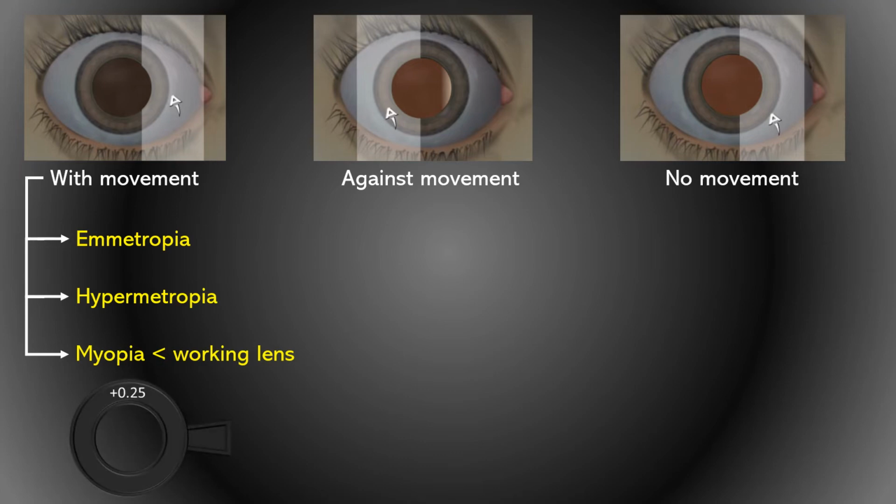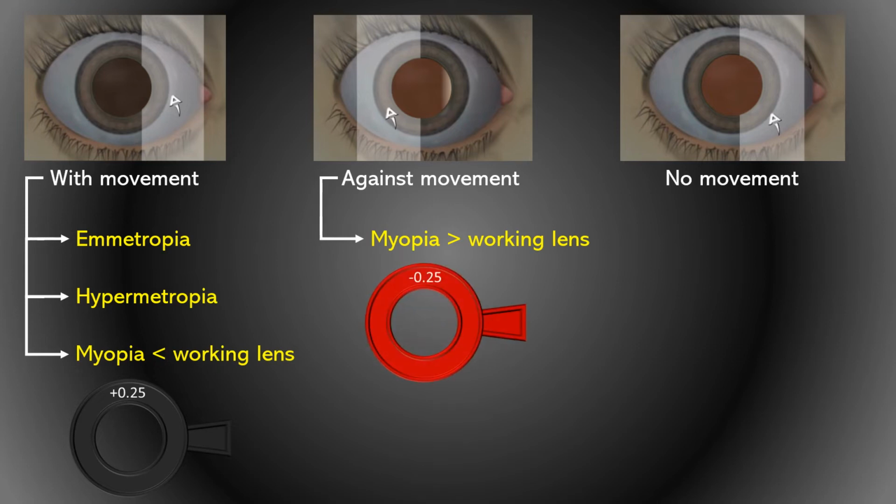In case of against movement, you have only one option and you should be very clear. It is going to be myopia of more than the working lens. And against movement is neutralized with minus lens or concave lens. And when there is no movement, you have only one option, which is myopia, and with no movement, the myopia would be equal to the working lens. But remember, these movement guidelines are with plane mirror setting. With concave mirror setting, you are going to have results different from this.